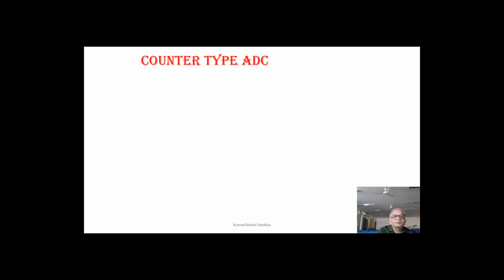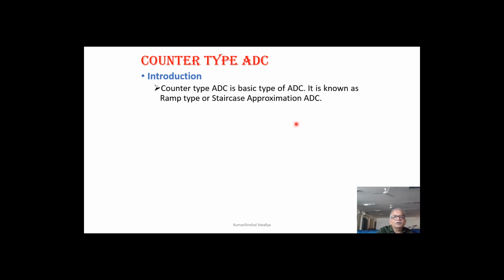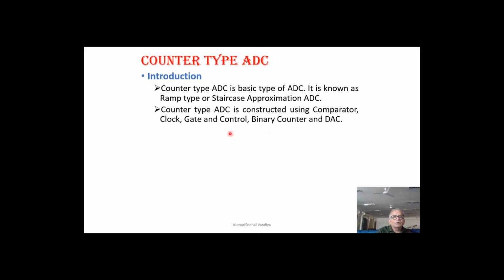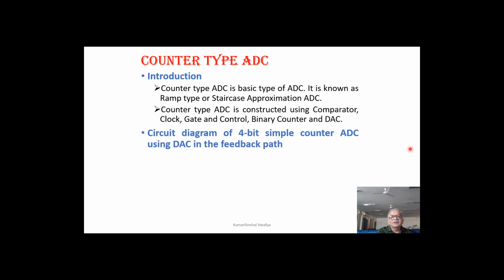Now, let us talk about another technique which is called counter type ADC. Introduction. Counter type ADC is the basic type of ADC. It is known as ramp type or staircase approximation ADC, staircase, steps. Counter type ADC is constructed using a comparator, clock, gate and control, binary counter, and DAC. So the DAC is in the feedback path. Circuit diagram of a 4-bit simple counter ADC using a DAC in the feedback.